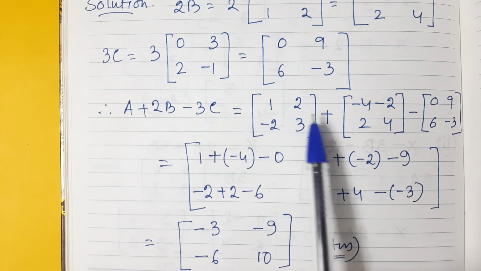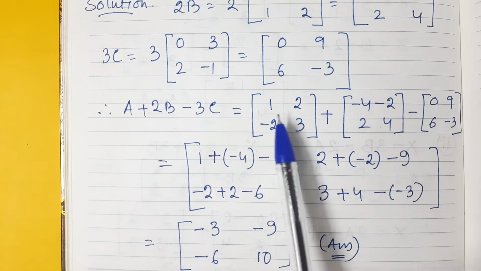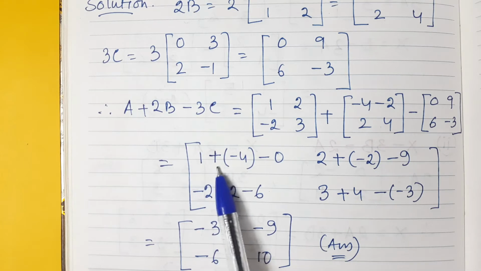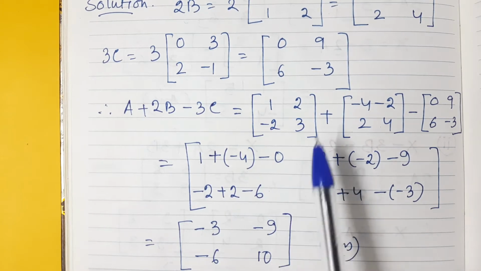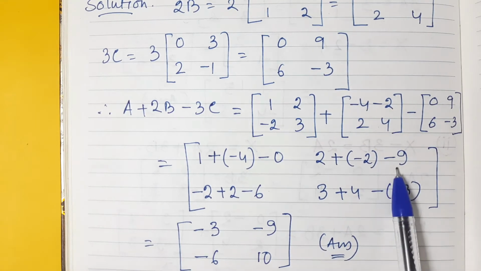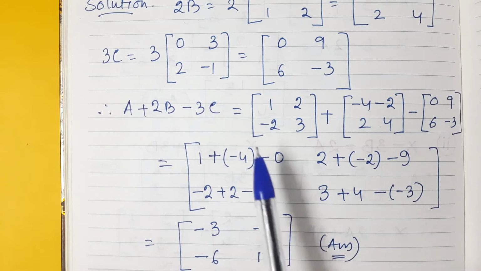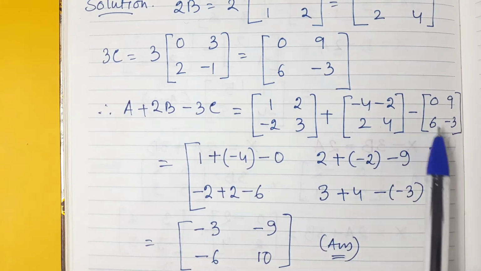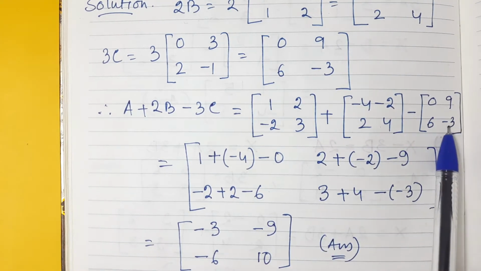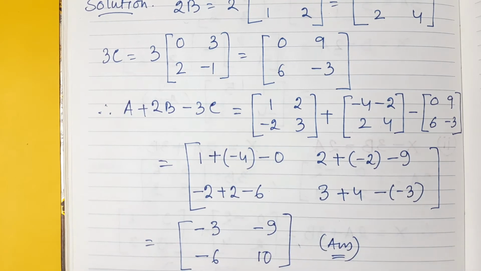Okay. So 1 plus minus 4 minus 0. Okay. You just add position wise and subtract position wise also. Okay. So 1 plus minus 4 minus 0. Similarly 2 plus minus 4 minus 2 then minus 9. So 2 plus minus 2 minus 9. Similarly minus 2 plus 2 minus 6. See here 3 plus 4 minus of minus 3. See here, and you just calculate it, you will get this answer.